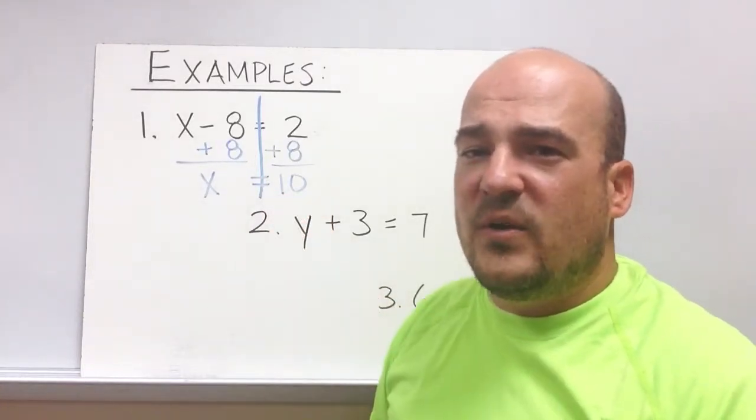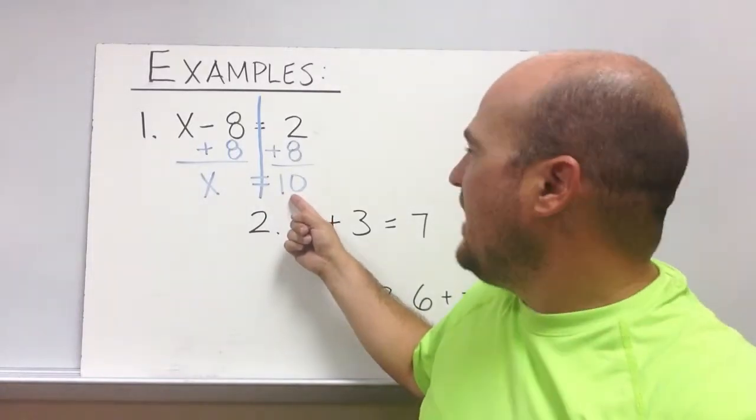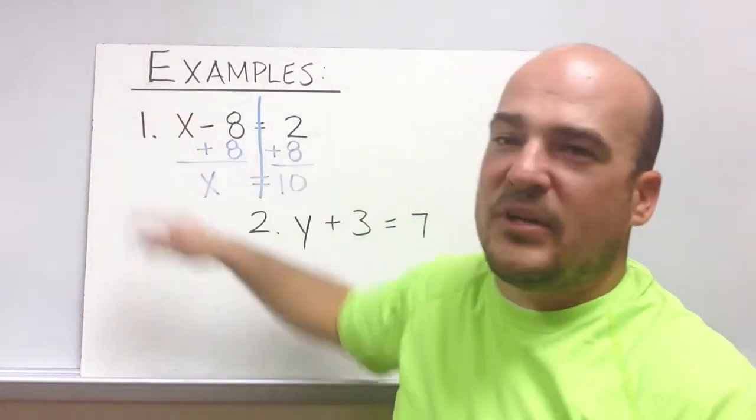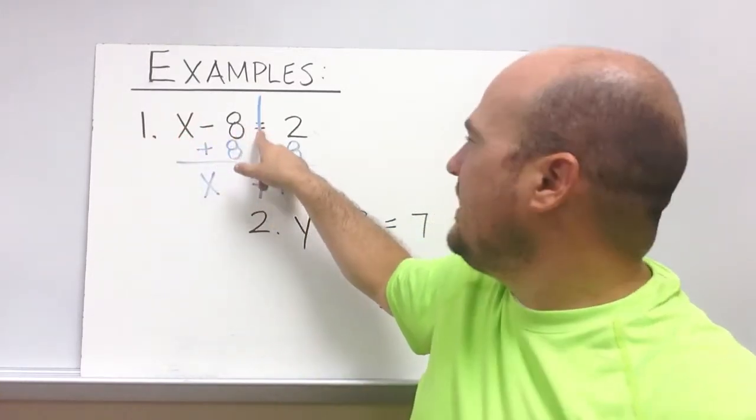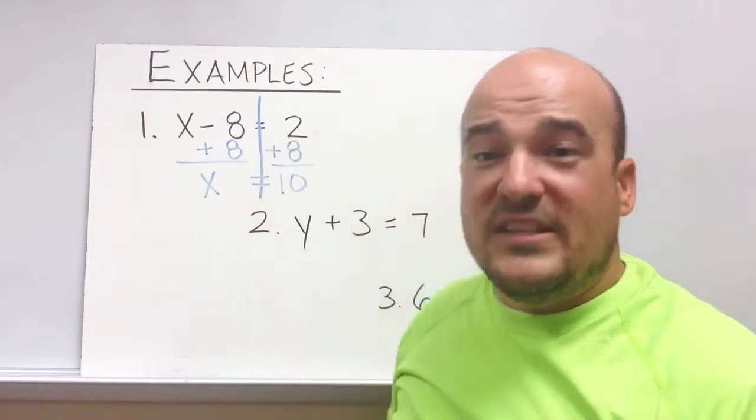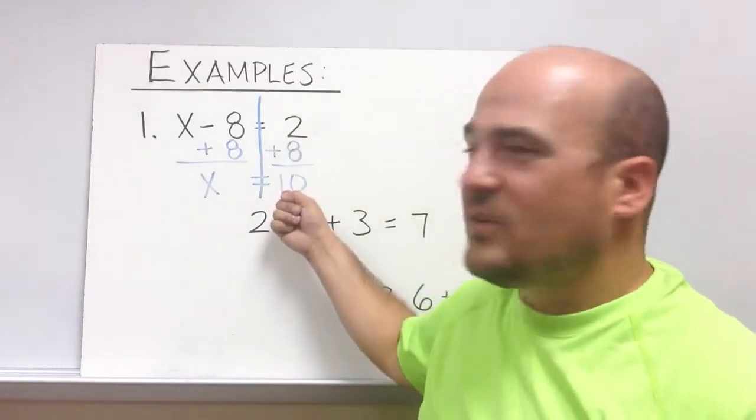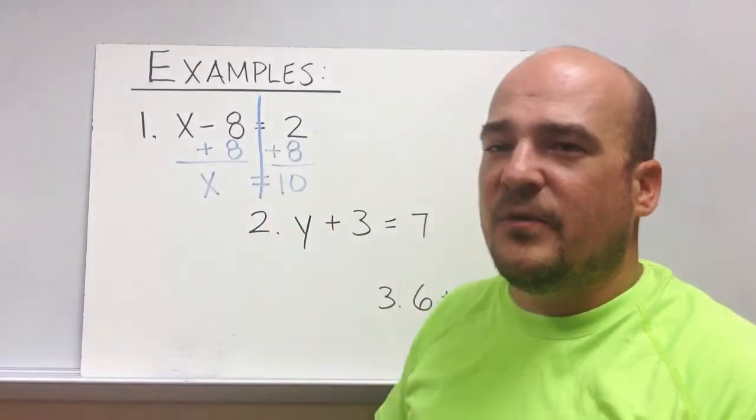There's a really quick way to check and make sure you have the right answer. You take that 10 and plug it back into the original equation. So instead of x, I'm going to put a 10 up there. 10 minus 8 equals 2. Well, that is true. 10 minus 8 does equal 2. So I'm on the right track. This is the correct answer. x equals 10. I found the value of that unknown.